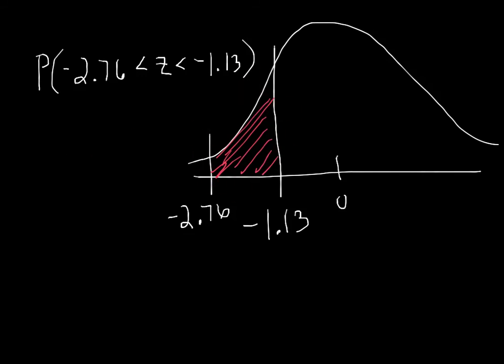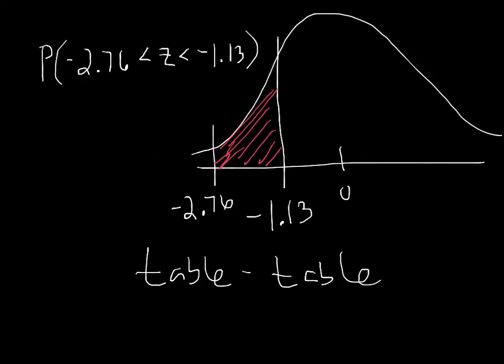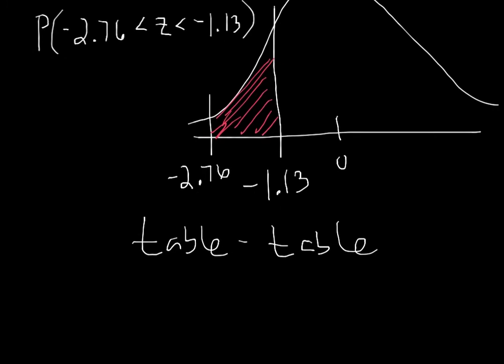So for this one, I say it's table minus table. Which value do you look up first? Doesn't matter. Just know that you can't have a negative probability, so you're always taking the absolute value. But to ensure you get a positive, you want to look up the one that's going to lead to the bigger area, and that will be the negative 1.13 in this case. But again, it doesn't matter as long as you have your probability wits about you.